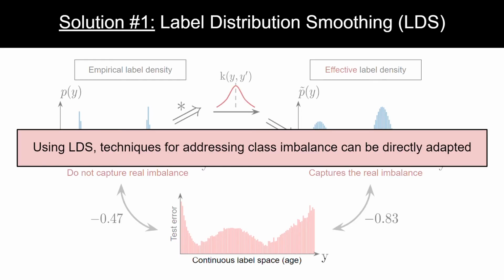Now that the effective label density is available, techniques for addressing class imbalance problems can be directly adapted to the imbalanced regression context. For example, a straightforward adaptation can be the cost-sensitive reweighting method, where we reweight the loss function by multiplying it by the inverse of the LDS estimated label density for each target.